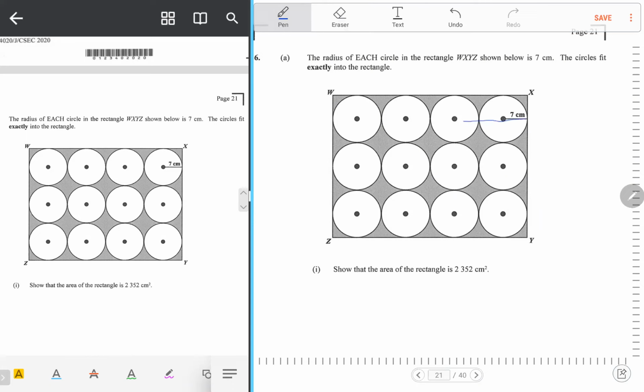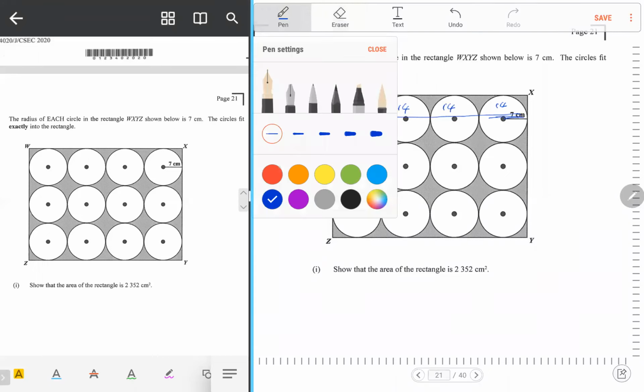We need to know this total length across this. Total length. That's what we need, the total length across here. So it will be 14 here, 14 here, 14 here, and 14 here. And we also need to know the distance down now.